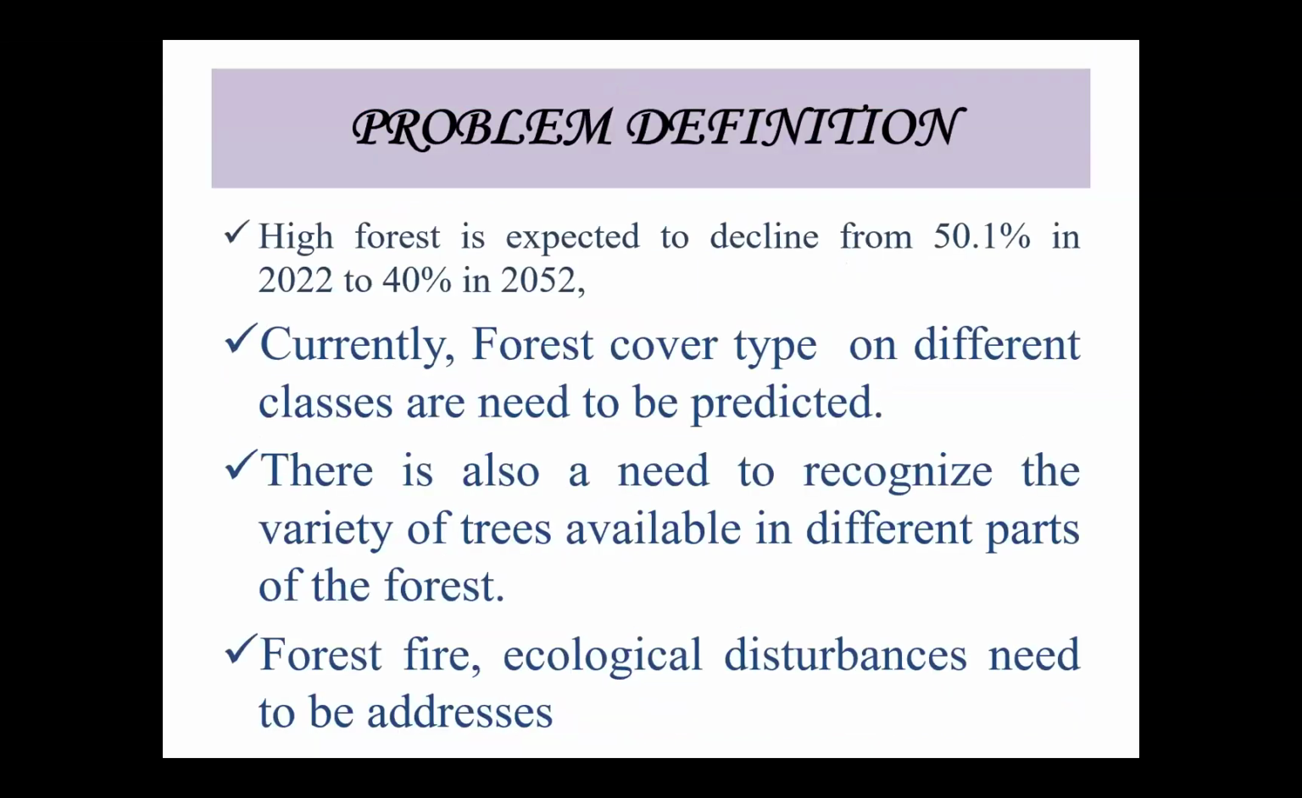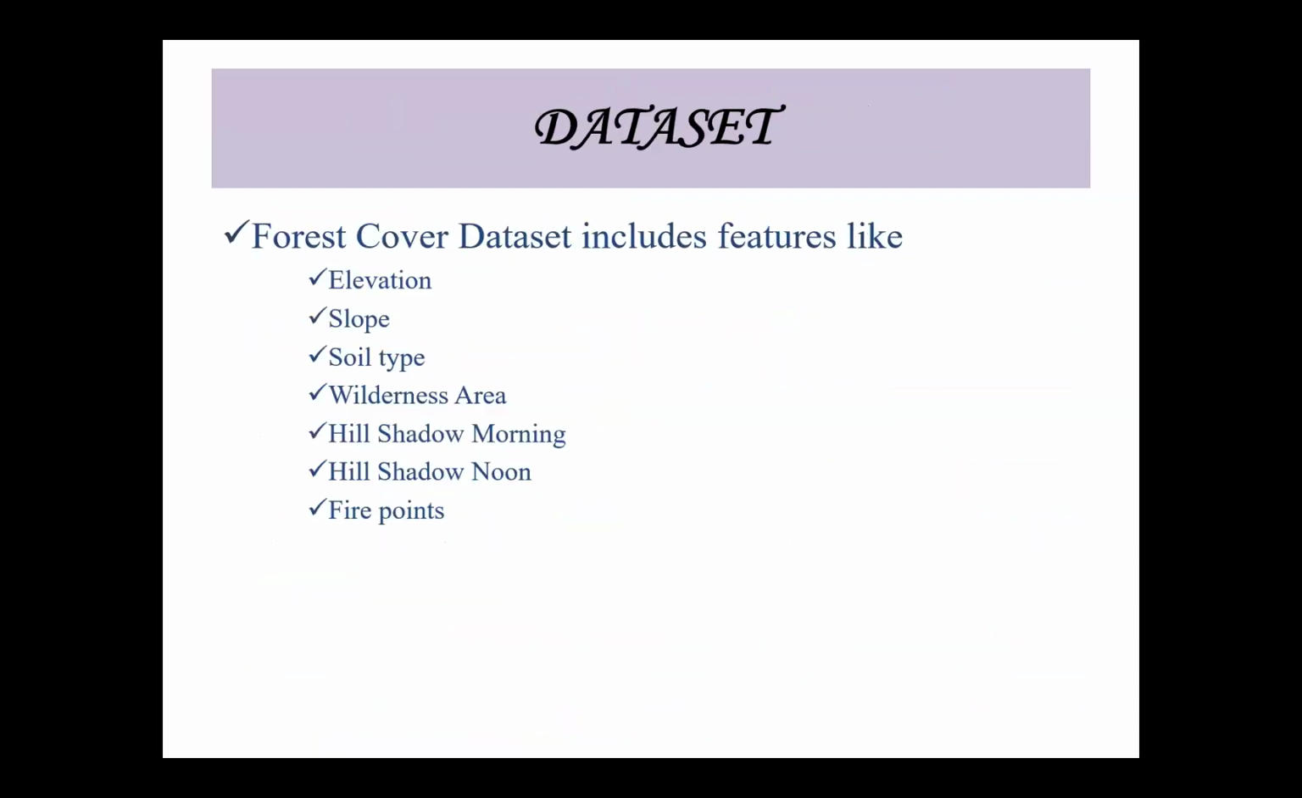The problem definition is that high forest is expected to decline by 50.1% in 2022, and it is going to decline to 40%. So the forest cover type in different classes needs to be predicted. There is a need to recognize the variety of trees available in different parts of the forest, and we can also predict forest fires and ecological disturbances. All those things need to be addressed. In this paper, I have used the UCI repository forest cover dataset, which includes features like elevation, slope, soil type, wilderness area, hillshade at morning and noon, and so on. These were the attributes we have in the dataset.